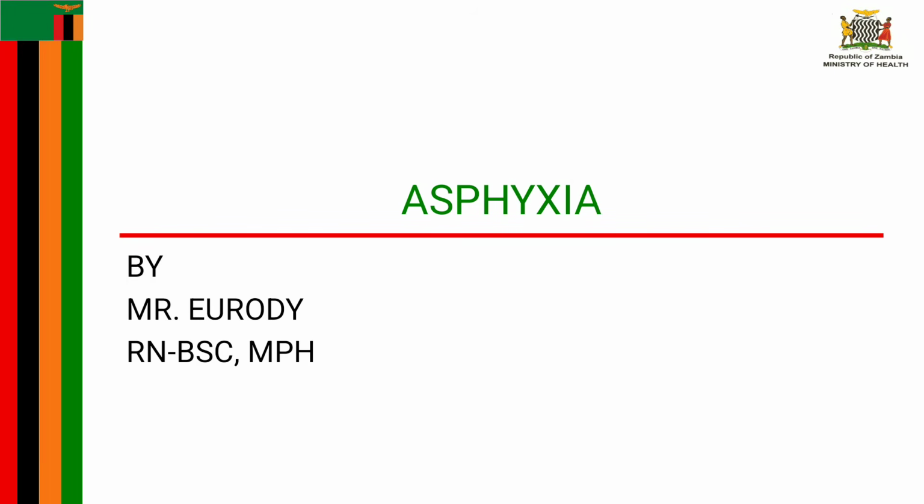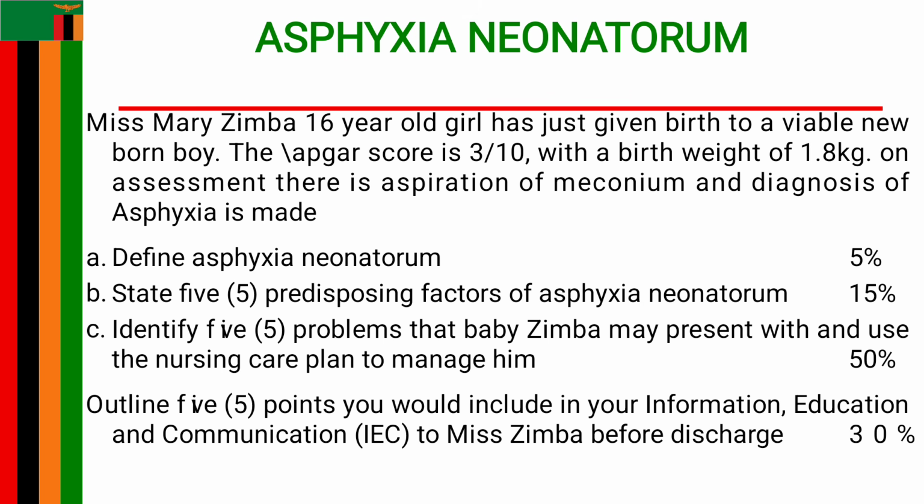So in today's session for asphyxia, we are looking at the following question. The question reads: Miss Mary Zimba, a 16-year-old girl, has just given birth to a viable newborn boy. The APGAR score is 3 out of 10 with a birth weight of 1.8 kg. On assessment, there is aspiration of meconium and the diagnosis of asphyxia is made.